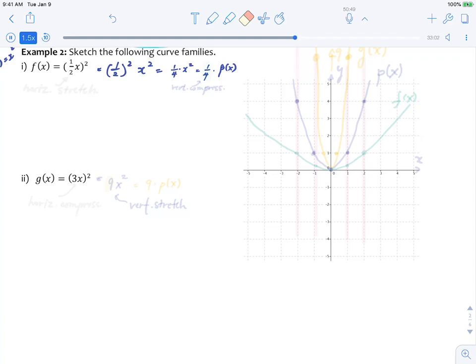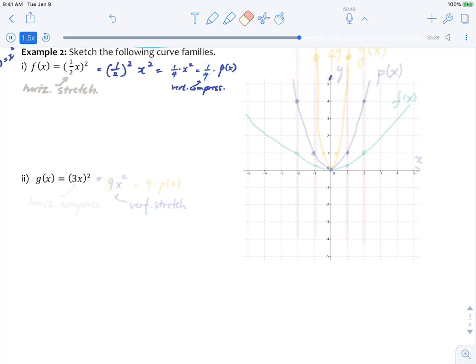But I will note here in gray that you can also read this off as a horizontal stretch, because of that 1/2, if you keep it in brackets. But I can also interpret it as a vertical compression because of the modification I just made. So that's the nice thing about compressions and stretches. They are interchangeable. It just depends on where you modify your constants to go to.